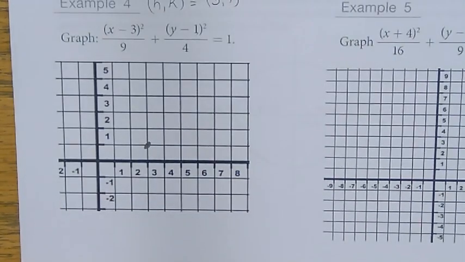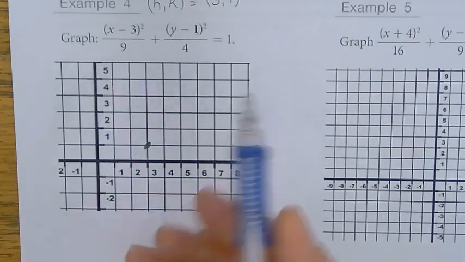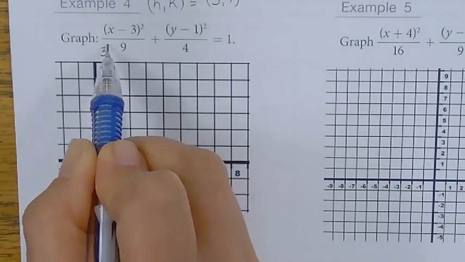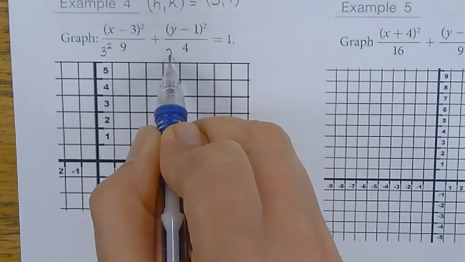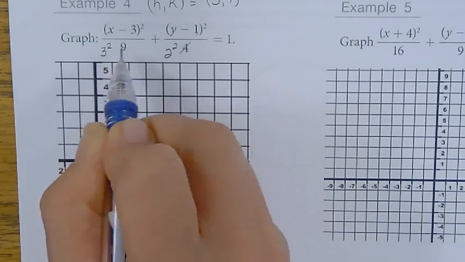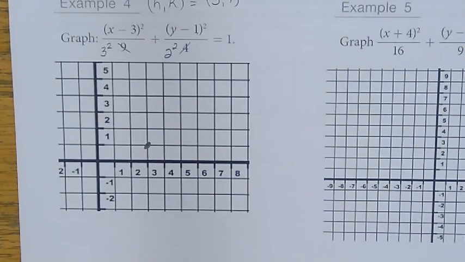So that's going to be basically the center of our ellipse. Now, the 9 came from a 3 squared, right? And the 4 came from a 2 squared. So instead of rewriting them, I'm just going to cross them off there.